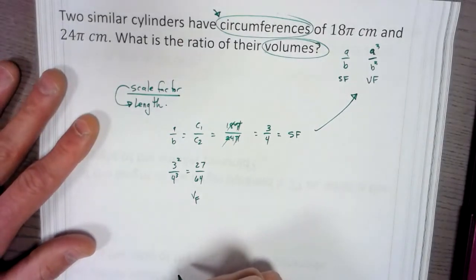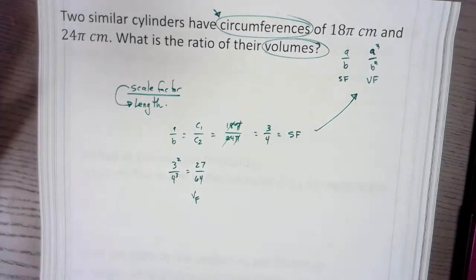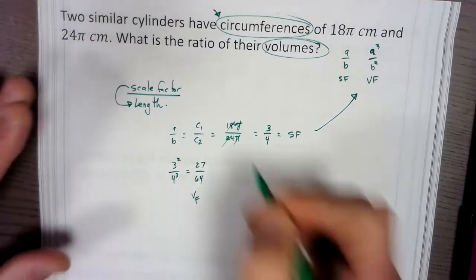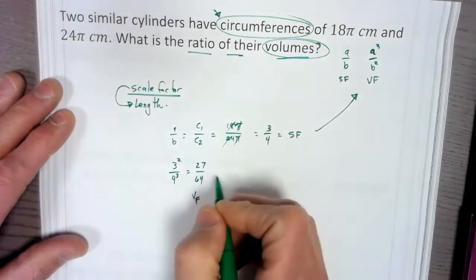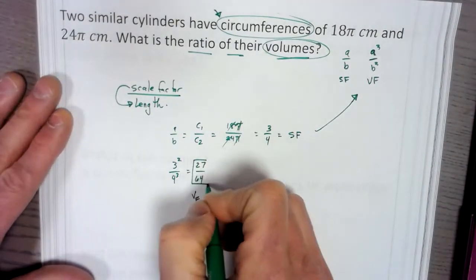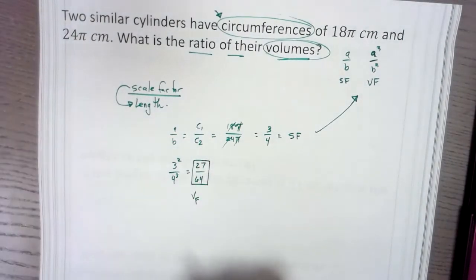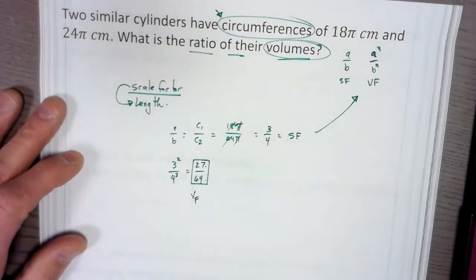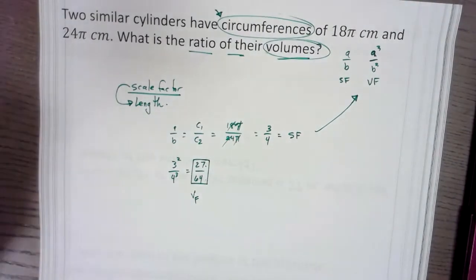Awesome. Okay. So what is the ratio of their volumes? That's the volume factor. The ratio of their volumes is the volume factor, and I am done. So the ratio of the smaller volume is 27 to 64 for the big. That's all there is to it.